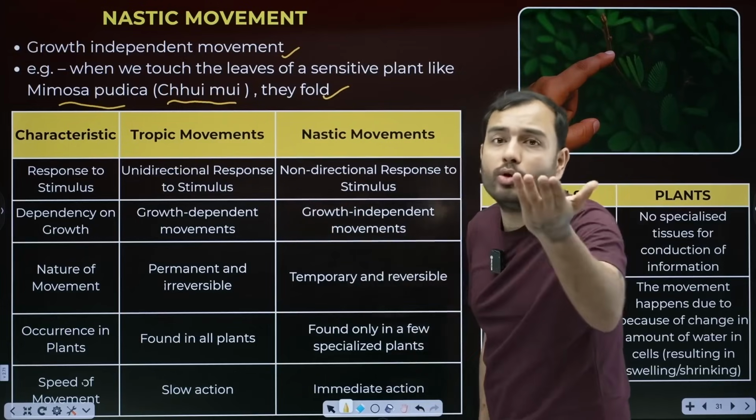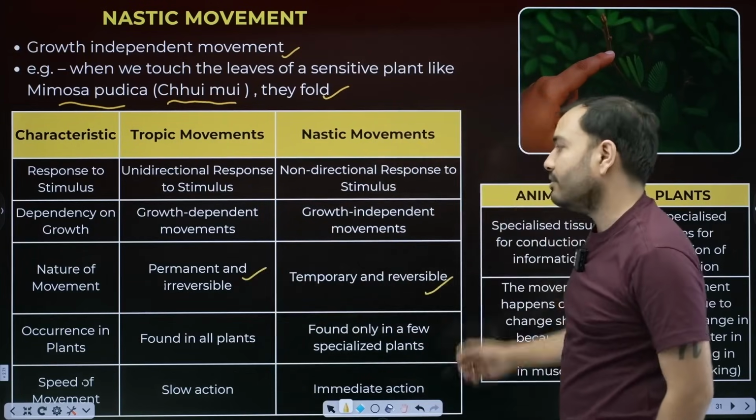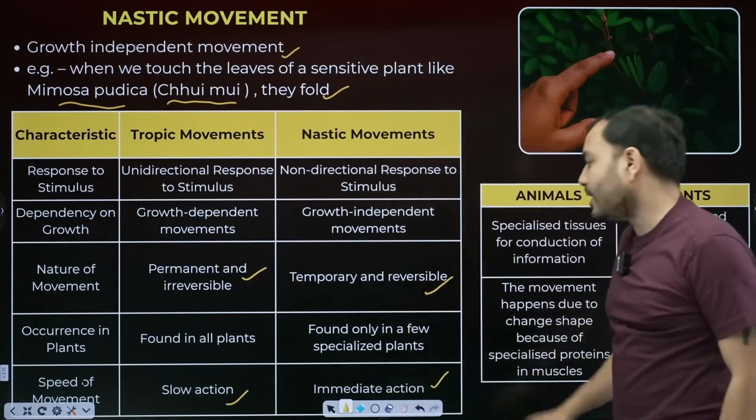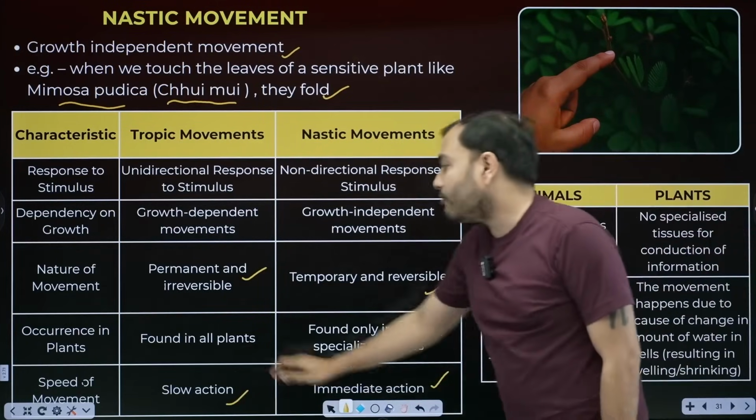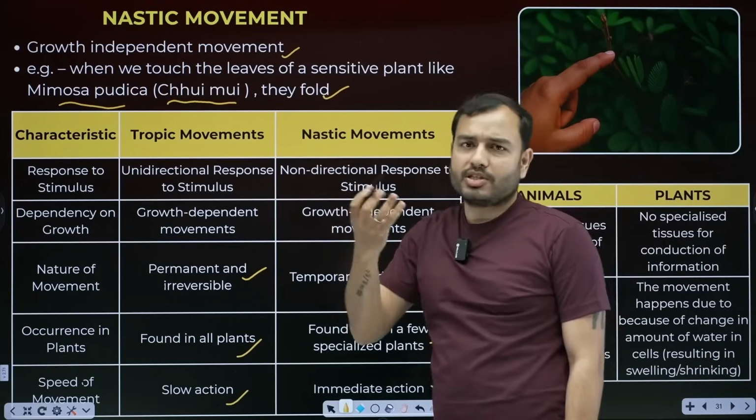This is irreversible. Once it has grown, it won't go back. So this is permanent and irreversible. This is temporary and reversible. This is slow action. This is immediate, rapid action. And what else? Tropic movement is found in all plants. Nastic movement is found only in sensitive plants or specialized plants.